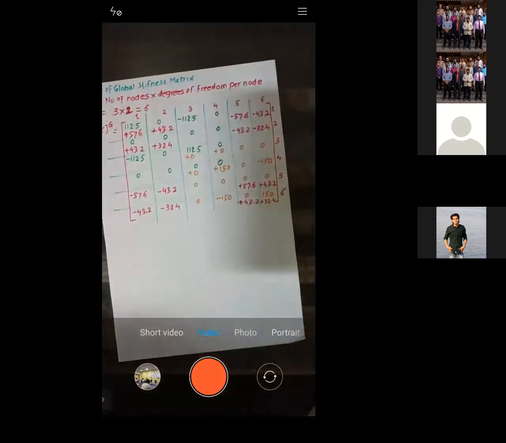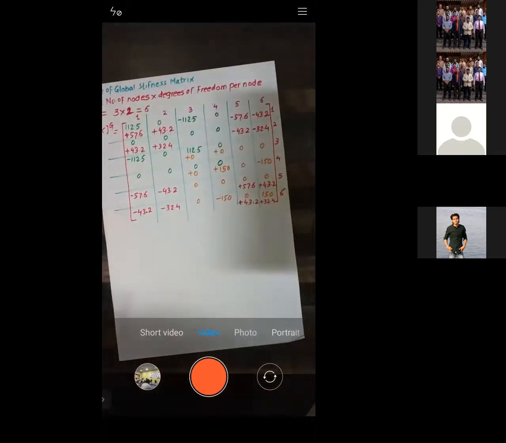Is there any problem with this one? All of you, is there any problem you're facing with this one? Yeah, all of you just let me know. Is there any problem you're facing with this one?